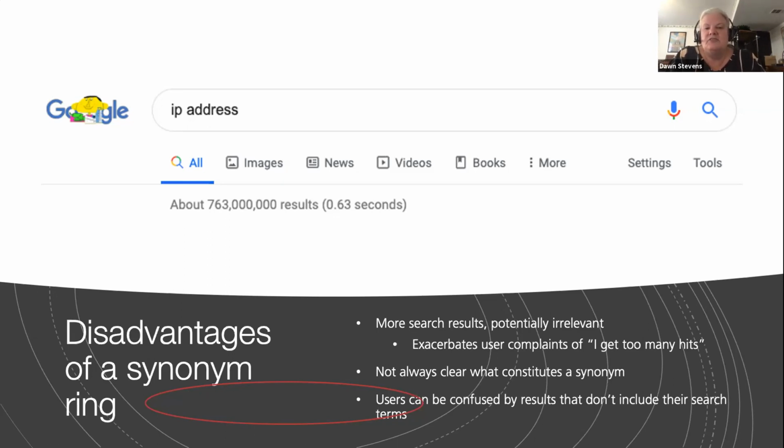And again, it's not always clear what constitutes a synonym. Why did I get a match for this when I didn't? I don't see the relationship between that particular term and this other term that I'm now getting a match for. So there could be confusion if we really haven't done a good audience analysis of what are the synonyms in our industry for this particular term.